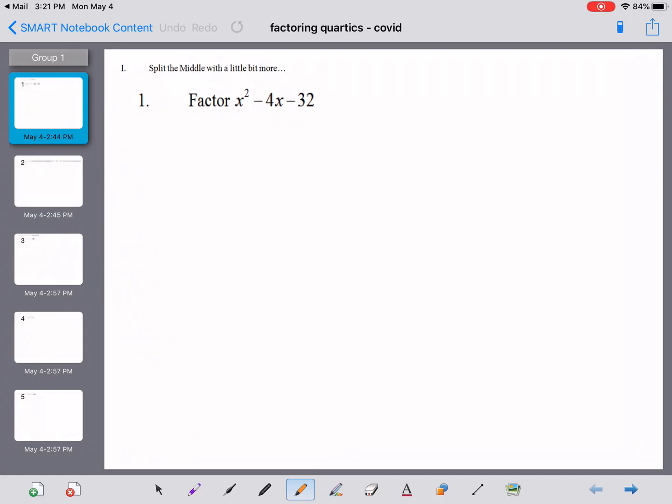So the title of this is Split the Middle with a Little Bit More. If we take a look at this first problem, factoring x squared minus 4x minus 32, we've done problems like this. This is a split the middle.